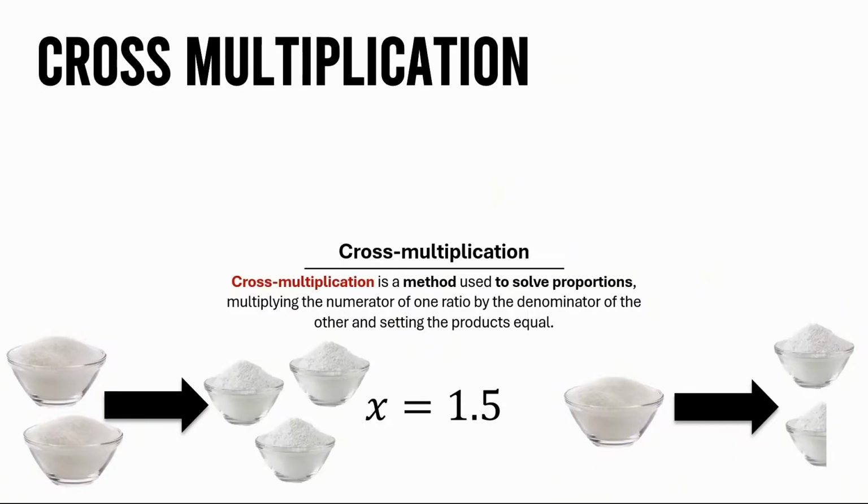Thus, the value of x is 1.5. So we will need 1.5 cups of flour if we want to use a single cup of sugar, on the left, the original proportion, and on the right, the proportion that uses a single cup of sugar. So if we use 1 cup of sugar, we're going to need 1.5 cups of flour.